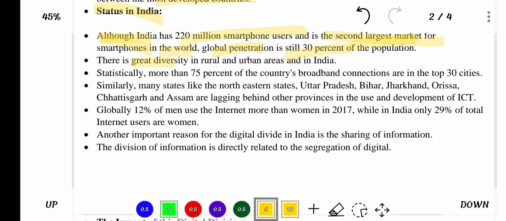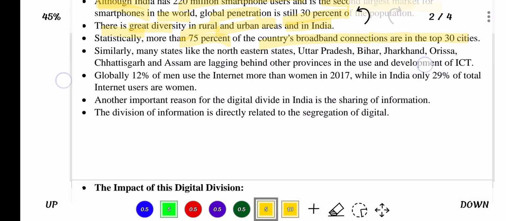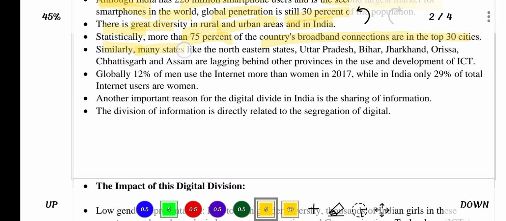There is great divide between rural and urban areas, and in India, statistically, more than 75% of the country's broadband connections are in the top 30 cities. Similarly, many states like the northeastern states, Uttar Pradesh, Bihar, Jharkhand, Odisha, Chhattisgarh, and Assam are lagging behind other states in the use and development of ICT.